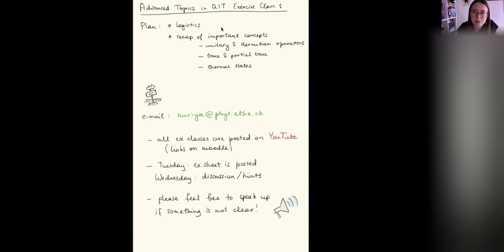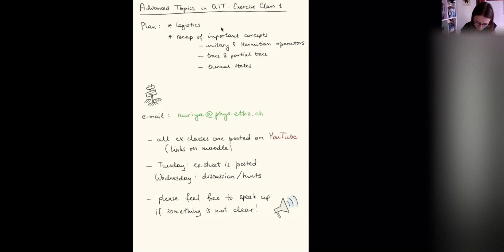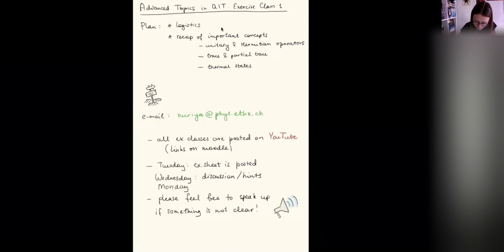So the protocol for exercise sheets is as follows. On Tuesday each week, the exercise sheet number N, let's say, will be posted. On Wednesday, we will discuss this exercise sheet, and I'll give you some hints and the directions that you need to take in order to solve the exercise. And on Monday next week, solutions are posted.